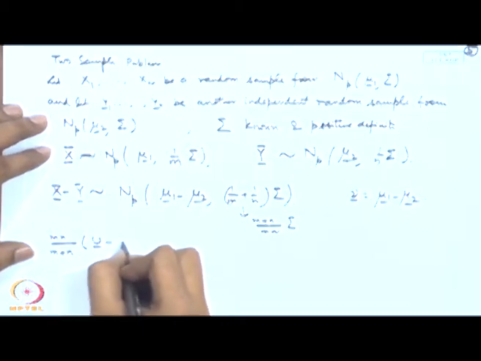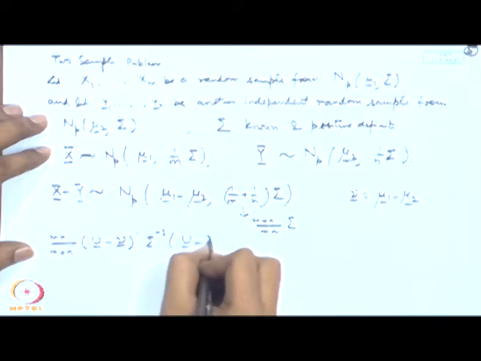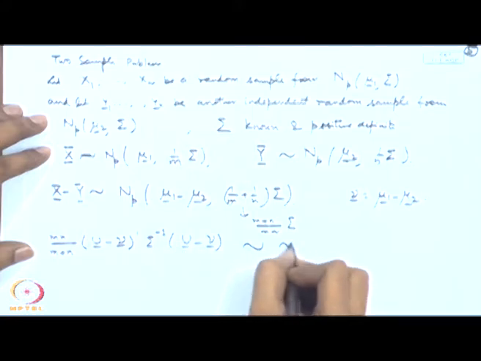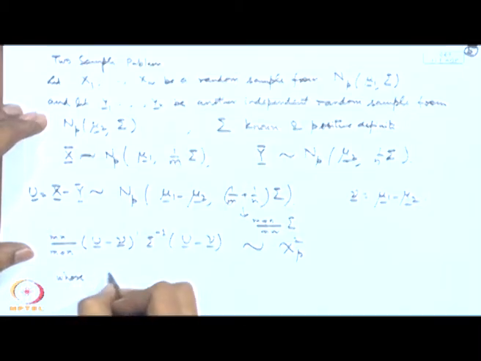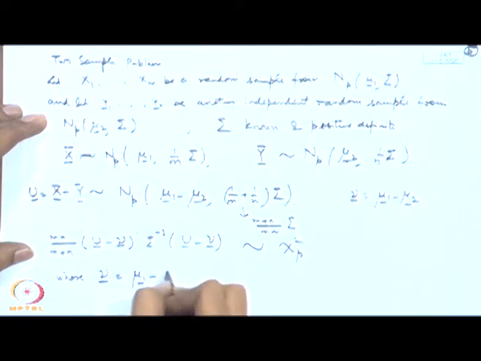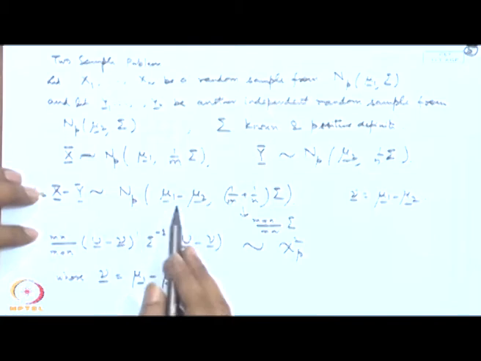(u minus nu) prime sigma inverse (u minus nu) will have chi-square distribution on p degrees of freedom, where I am defining u equal to the difference x bar minus y bar, and nu equal to mu 1 minus mu 2. Therefore, this can be used for drawing inference on mu 1 minus mu 2.